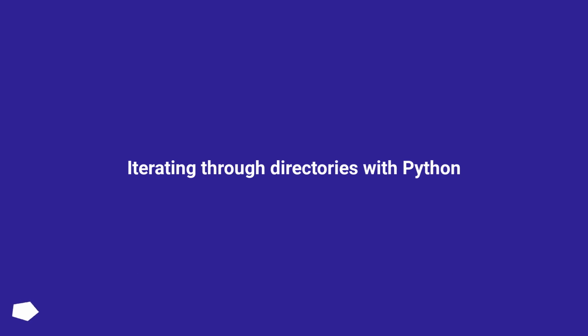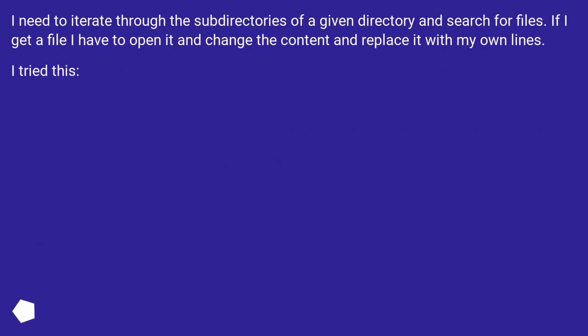Iterating through directories with Python. I need to iterate through the subdirectories of a given directory and search for files. If I get a file, I have to open it and change the content and replace it with my own lines. I tried this.